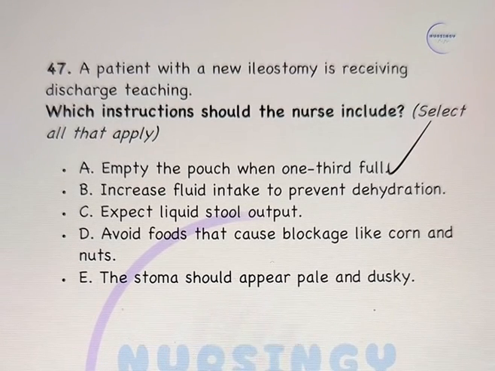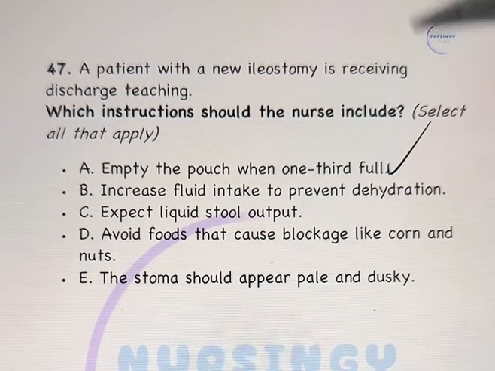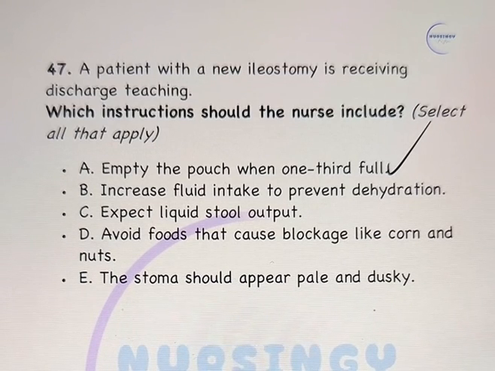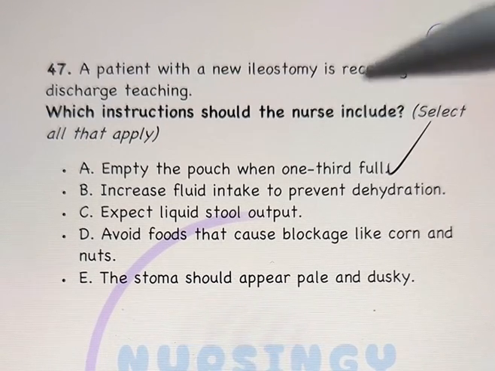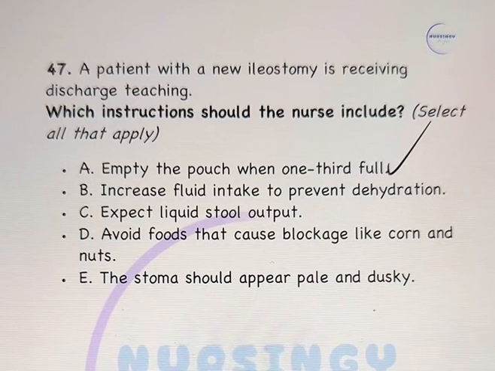What about B, guys? Increase fluid intake to prevent dehydration. Especially because if somebody is having an ileostomy, small intestine, the stool output will be very liquid. Okay, and that's why there are higher chances of dehydration. So make sure they are having plenty of fluid.